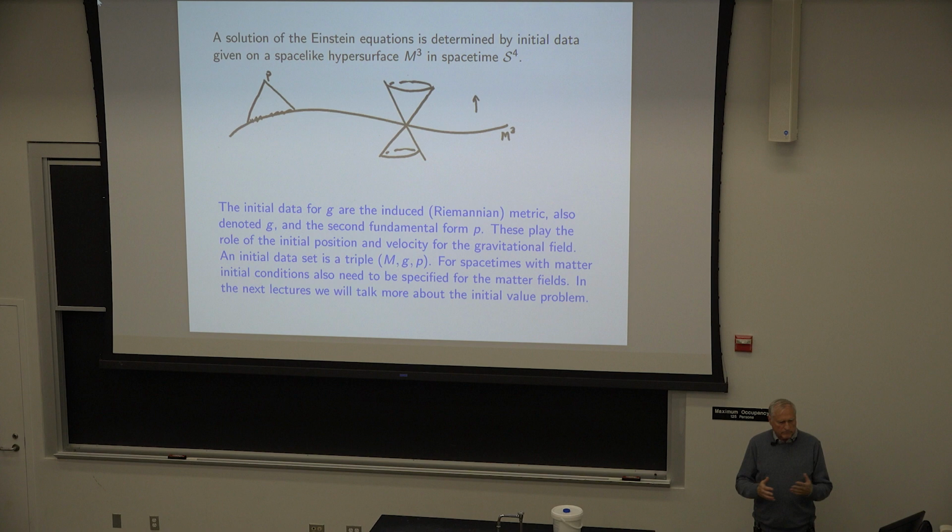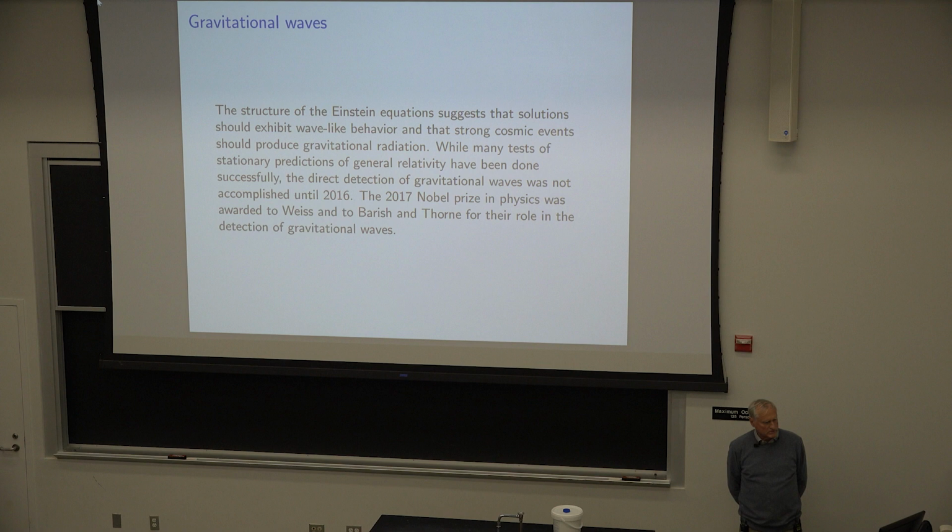And then I should say, for spacetimes with matter, of course, there are also evolution equations of motion for the matter field. So those would be separately posed in the initial value problem. Okay, and so the structure of the Einstein equations suggests that solutions exhibit wave-like behavior, but as I said in the introduction, this had never actually been detected physically. And in fact, it's a very daunting engineering task to detect gravitational waves.